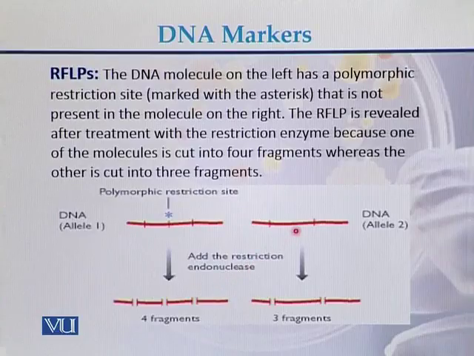Because in the second allele, in the second DNA, we have not seen that there is a site for a restriction enzyme. So this DNA with the same restriction enzyme will be digested into 3 fragments. So this is the method of how RFLP is performed. RFLP is performed based on the sites for the different restriction enzymes.